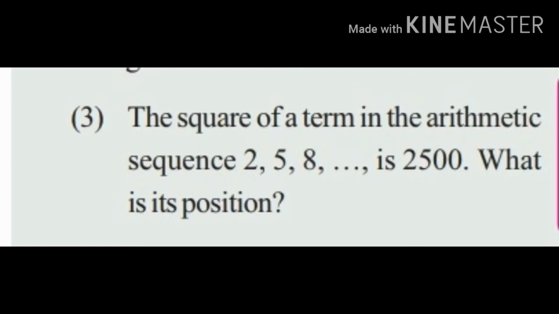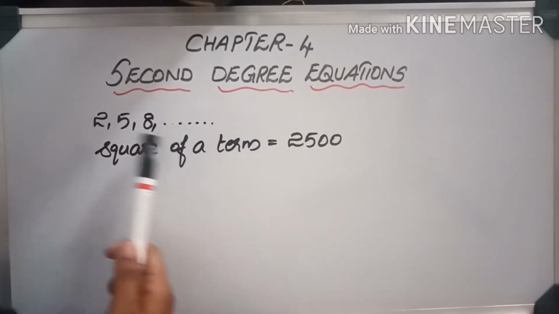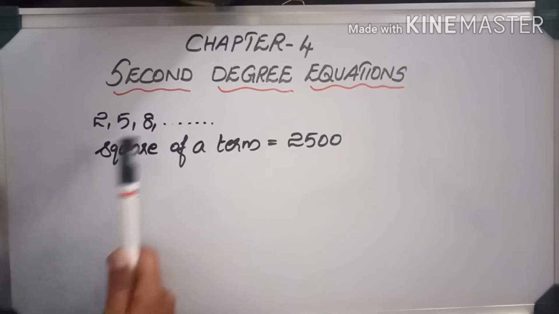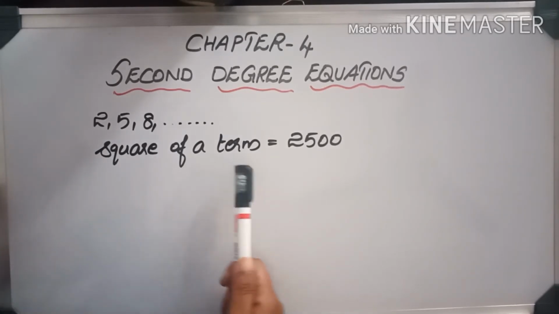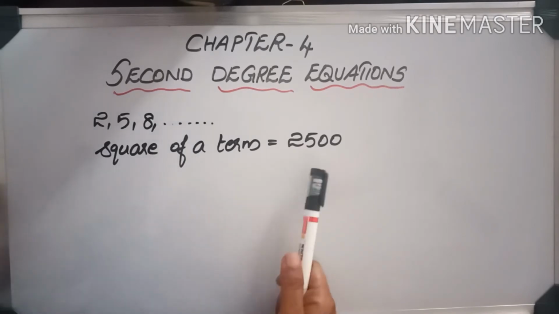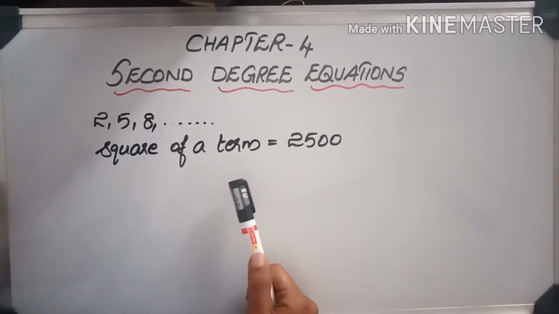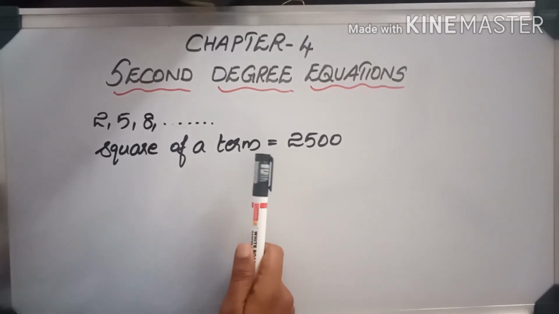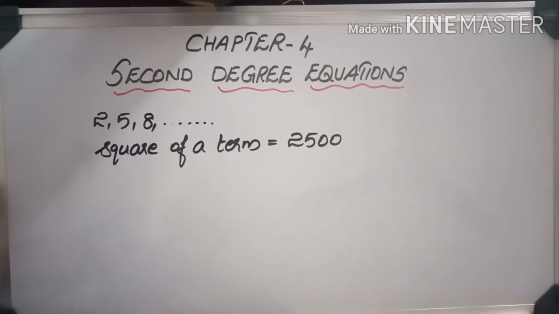Next is question number 3. The square of a term in the arithmetic sequence 2, 5, 8, etc. is 2500. What is its position? In this question, one sequence is given, that is 2, 5, 8, etc., the arithmetic sequence. And one more thing is, the square of a term of this arithmetic sequence is 2500. Here the term we don't know. We want to find the position of that term, with the square of that term as 2500.